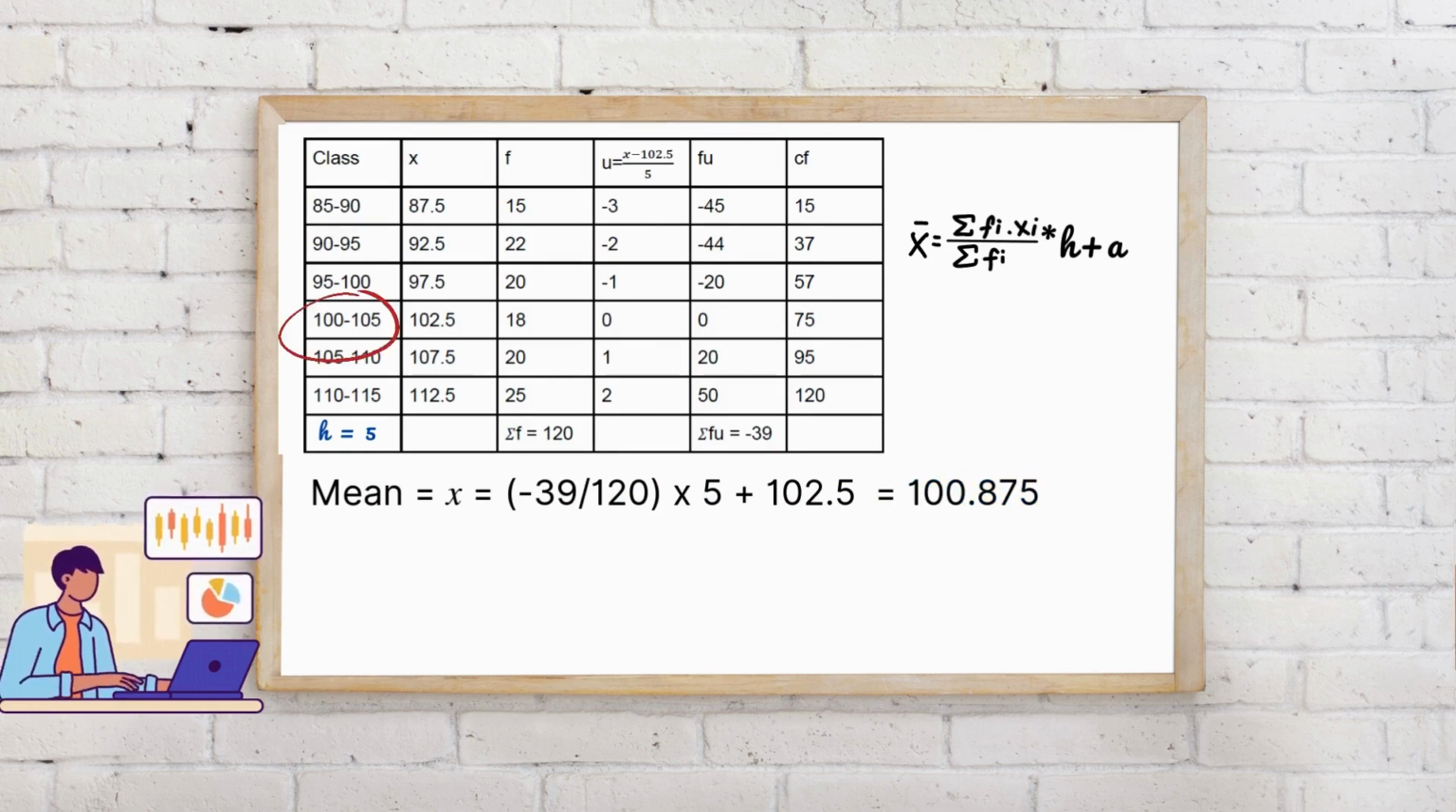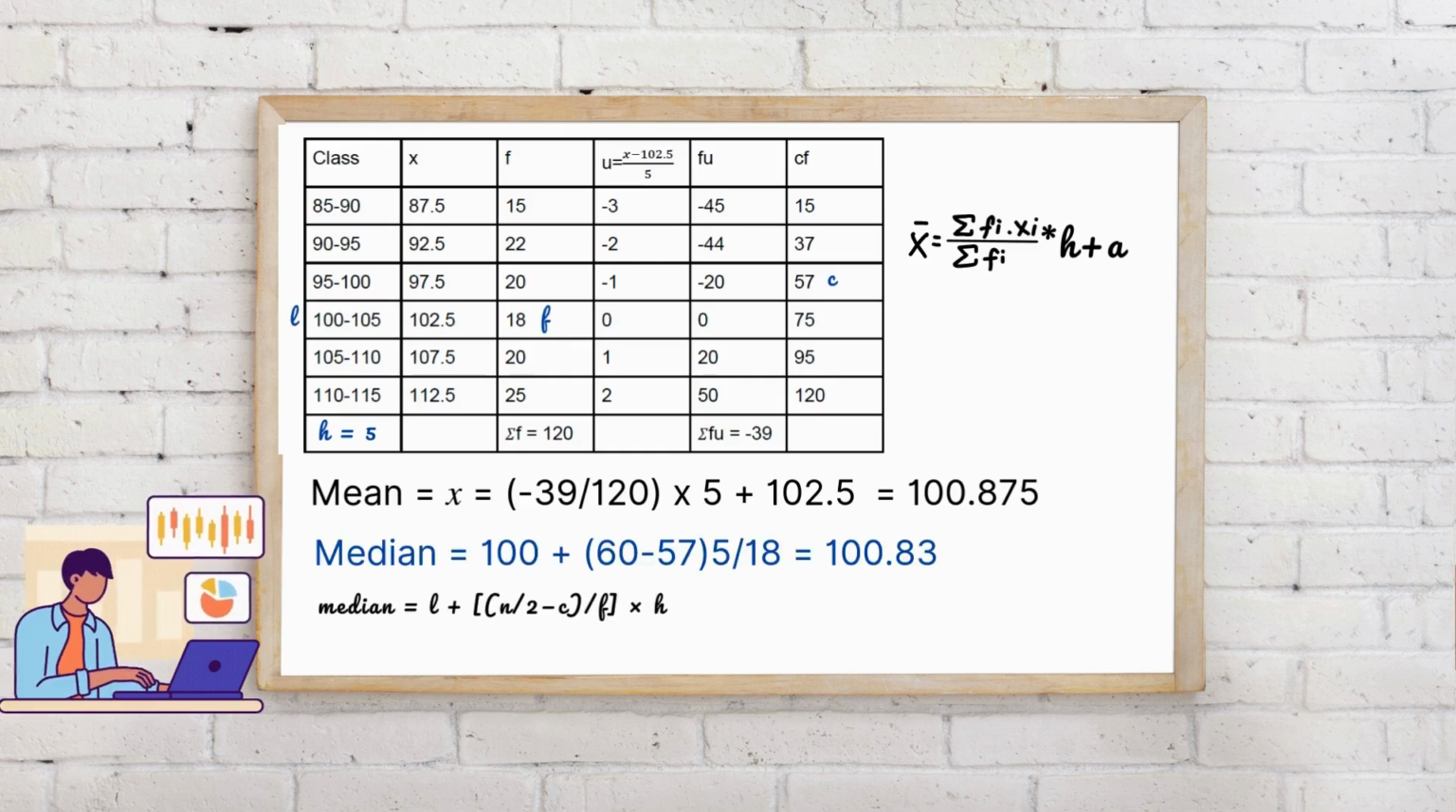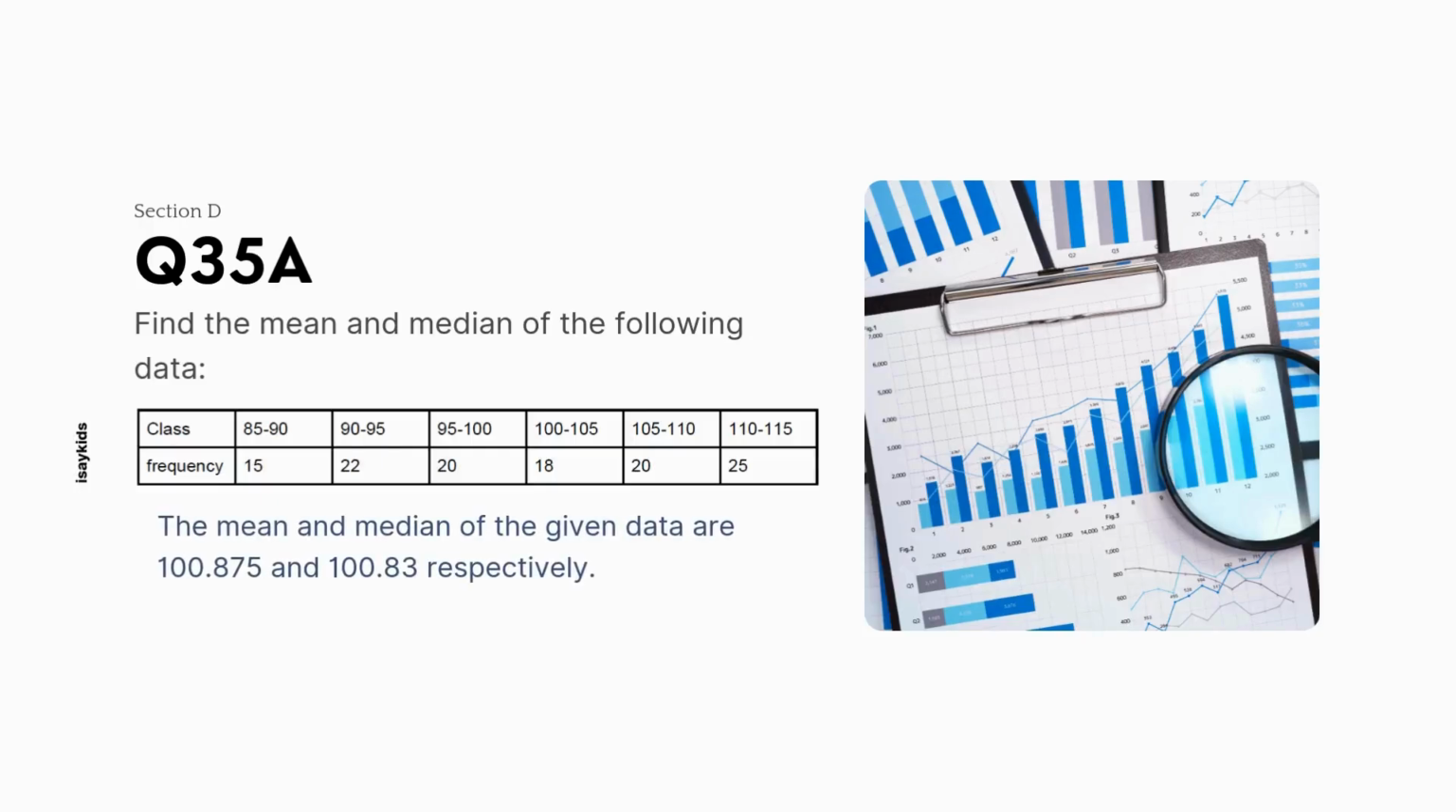Now median class is 100 to 105 because n by 2 is equal to 60 and 60 would lie in this particular class. Median is given by L, which is 100, plus n by 2, which is 60, minus C, which is 57, upon F, which is 18, times H, which is 5. We get median as 100.83. So the mean and median respectively are 100.875 and 100.83.